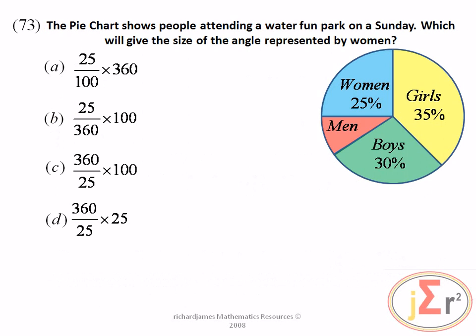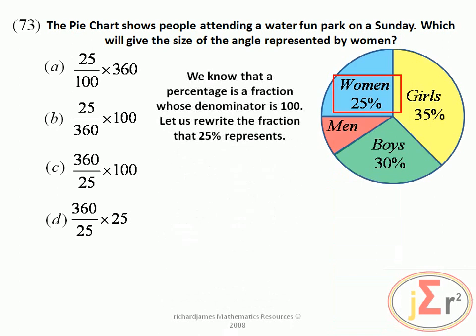The pie chart shows people attending a water fun park on a Sunday. Which will give the size of the angle represented by women? There we have highlighted women. We know that a percentage is a fraction whose denominator is 100. What are we trying to do? Find the size of the angle represented by women. So, we know that a percentage is a fraction whose denominator is 100.